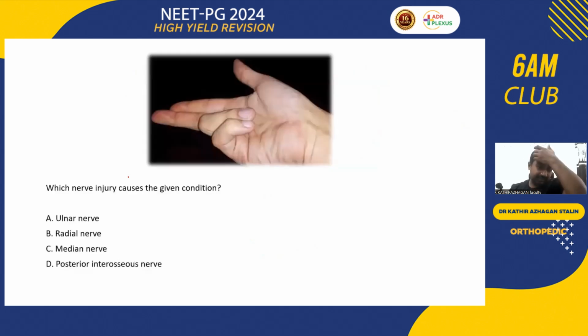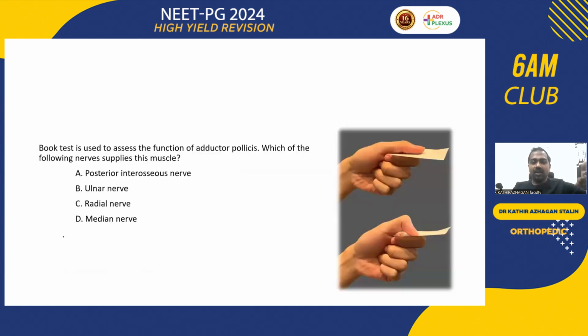Neuropraxia, this and all are easy. Benediction sign. Seen in which nerve? Median nerve. Excellent. So there will be at least one question from any of these signs. They will give questions like this and then ask which muscle is checked and which nerve is checked. The muscle checked is adductor pollicis and the test name is card or book test. And the nerve checked is the ulnar nerve.